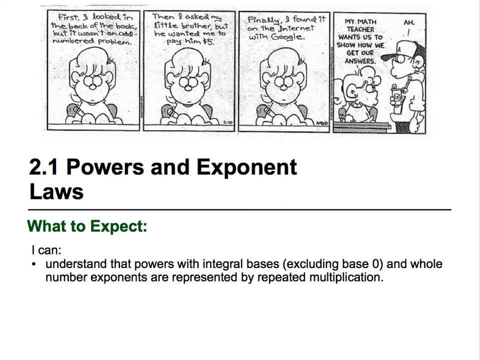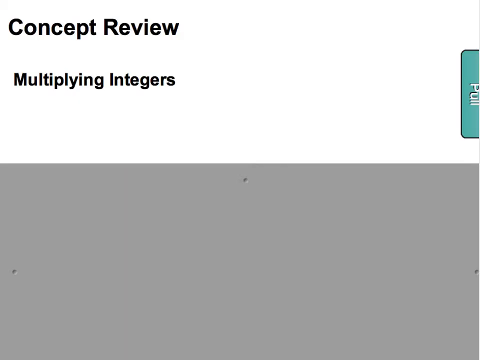So this lesson is on Unit 2, Lesson 1, Powers and Exponent Laws. By the end of this lesson, you will understand that powers with integral bases, excluding the base of 0, and whole number exponents are represented by repeated multiplication. Integral means that the bases of all your powers will be integers, and the only number it can't be is 0. So let's go on to the next one.